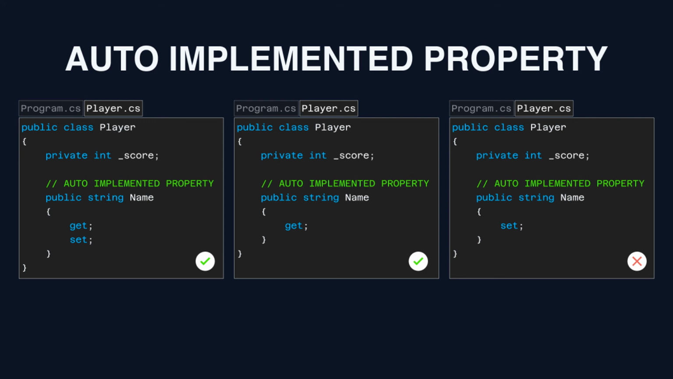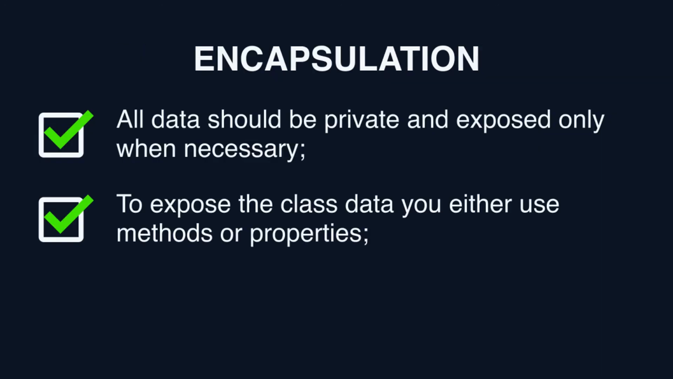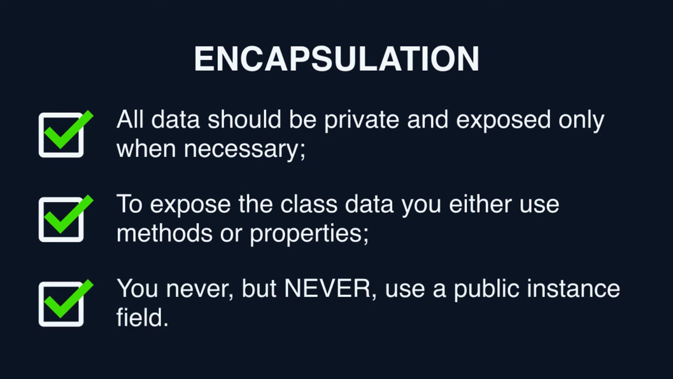So, to summarize this video, keep in mind the following rules of thumb. All class data should be private and only exposed when necessary. To expose the data, we either use methods or properties. And we never, but never, use a public instance field.